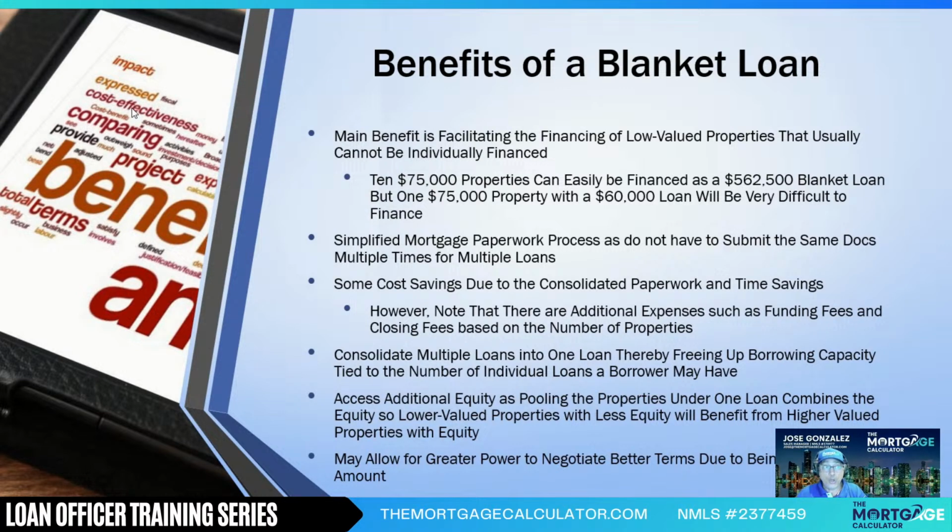However, I will note, very important to note, that there are additional expenses when dealing with a blanket loan. And these have to do with the fact that underwriting and everybody in the underwriting chain and closing chain is going to have to review multiple properties, multiple property records, multiple property appraisals, multiple property title, everything. If it's nine properties, it's like nine little loans tied up in one big loan.